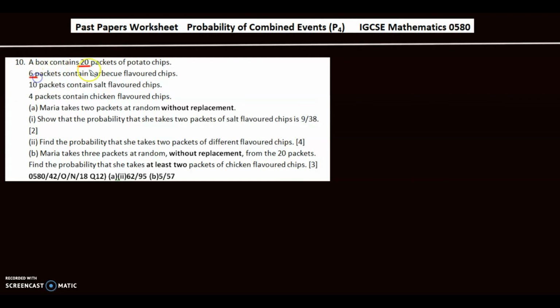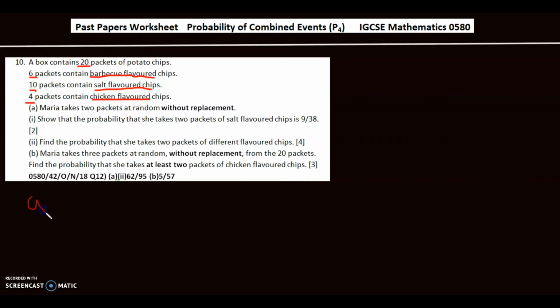6 packets contain barbecue flavor, then 10 packets contain salt flavored chips, and then 4 packets contain chicken flavored chips. Okay. Maria takes 2 packets at random without replacement. Show that the probability that she takes 2 packets of salt flavored chips is 9 upon 38.